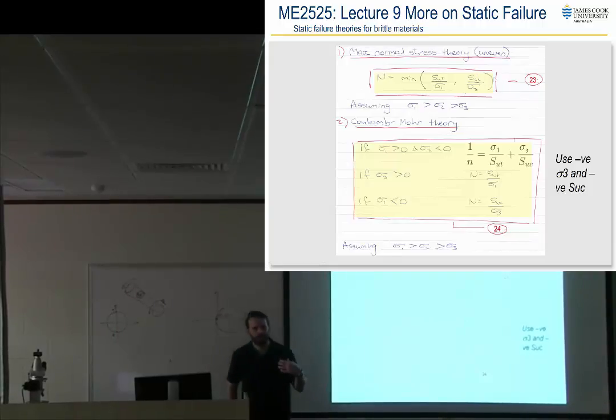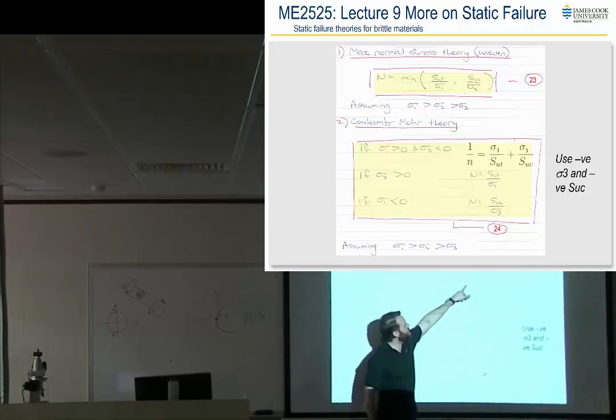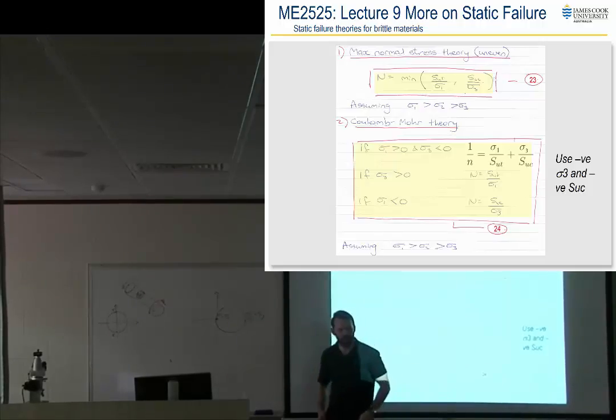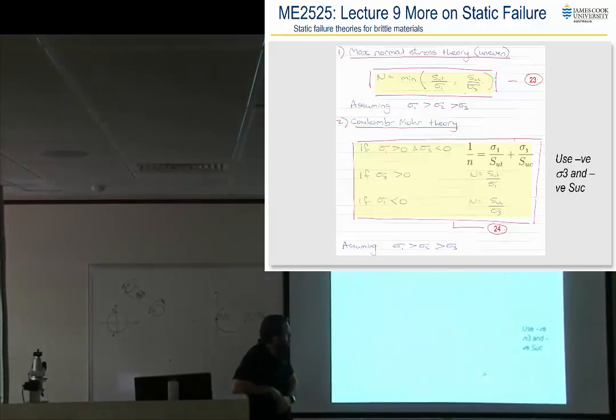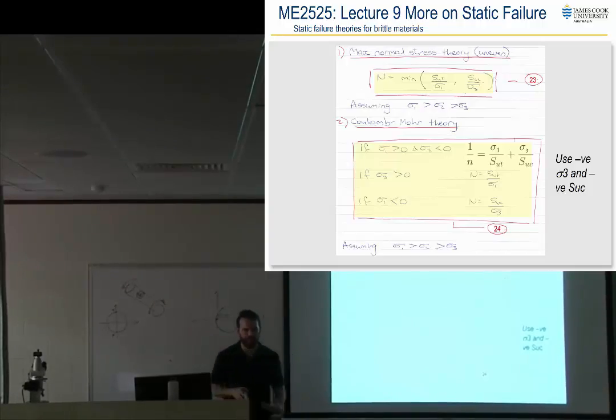So, take the maximum tension normal stress, and you compare that to the tensile ultimate stress, and you take the maximum compressive principal stress, and compare that to the compressive ultimate strength. Okay, so if all three are in tension, this doesn't even come into play, or sigma 3 is effectively a positive number, SUC is a negative number, and it loses all meaning. So you don't use that if your sigma 3 isn't a negative number, effectively, okay?